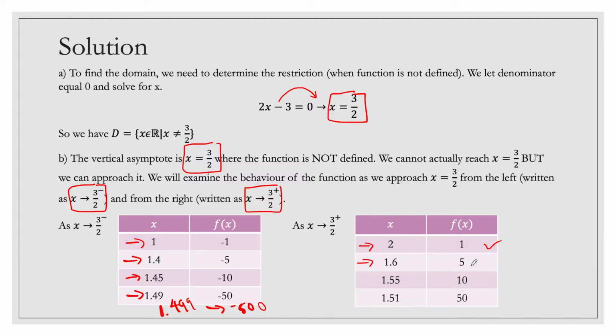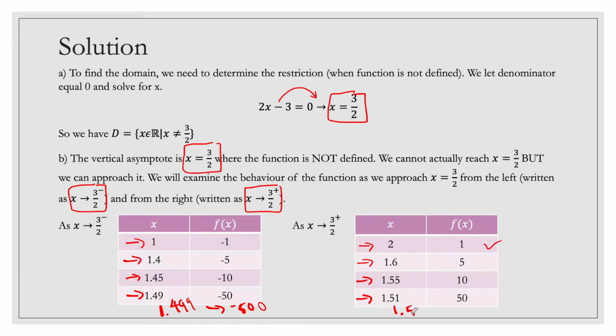Now we end up getting 5, so we can see that the values are getting a little bit larger. We sub in 1.55, and the value is getting even larger. And then we sub in 1.51, and the value is getting even larger than that. It ends up being 50. Once again, if you have a little bit of time on your hands, you can sub in a value that is even closer to 3 over 2.